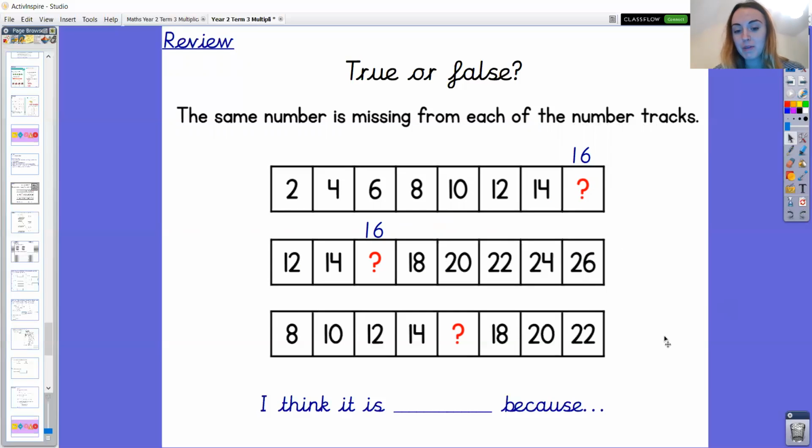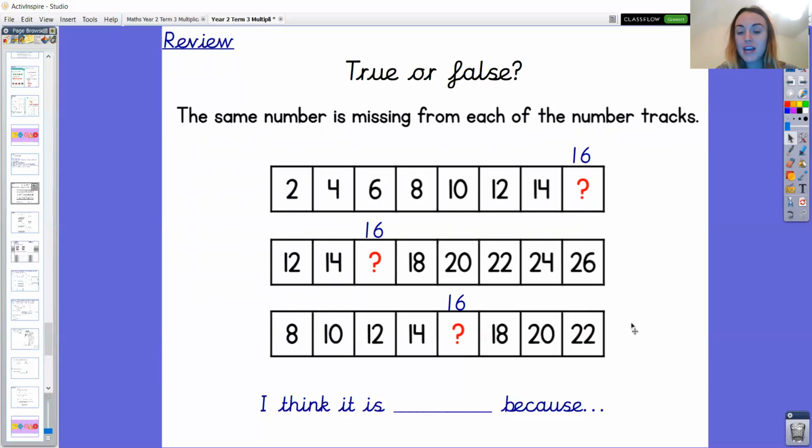Let's have a look at the last number track. Very similar again this time. We're finding 2 more than 14 or 2 less than 18. So what's the missing number, Year 2? Oh, you're so speedy. Well done. We know that the next multiple is 16. Okay, so having a look now at the number tracks, is it true or false? I think it is true because the missing number on each number track is 16.